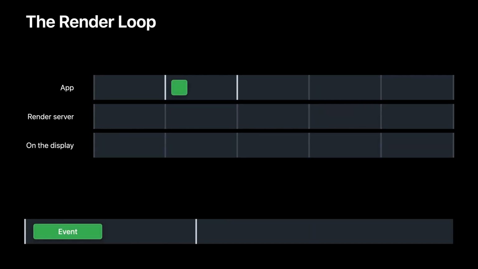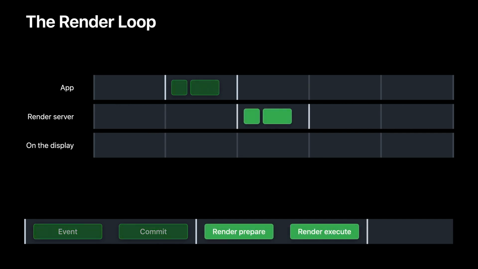Overall, the entire render loop is made up of 5 phases. The loop begins with the first phase, the event phase. Here, your app handles touch events and decides if a change is needed in the UI. Next is the commit phase. In the commit phase, your app updates its UI and submits that to the render server for rendering. On the next vsync, the render server takes that submission and in the render prepare phase, prepares it for drawing on the GPU.